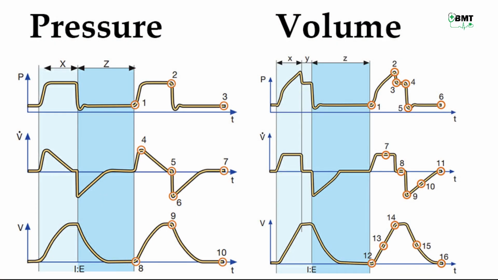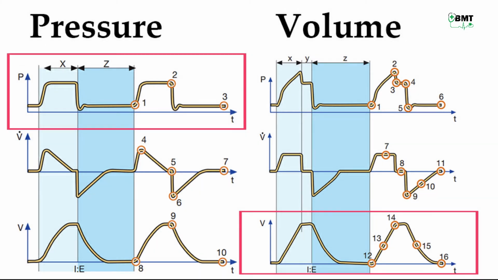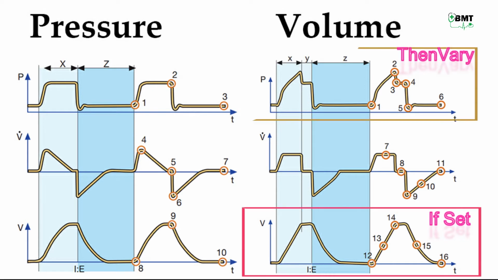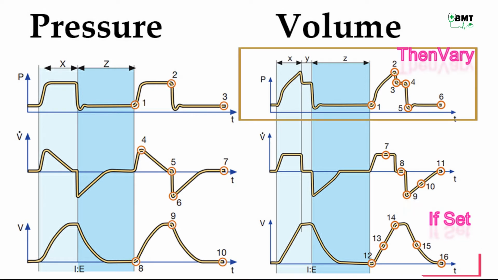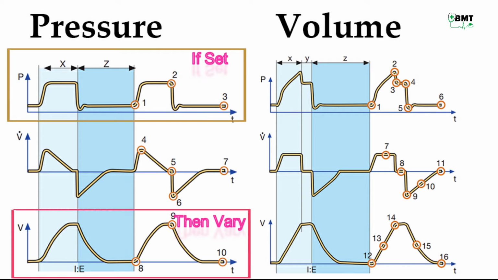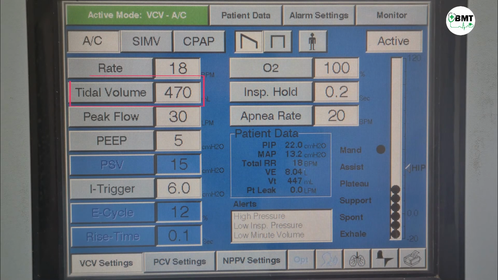Basically in any mode, you set either volume or pressure. At a time, both cannot be set. For example, if volume is set, then pressure will vary according to lung compliance, and if pressure is set, then volume will vary according to lung compliance. Now in volume control mode, volume is set, that is tidal volume. So volume is controlled in this mode by the ventilator.